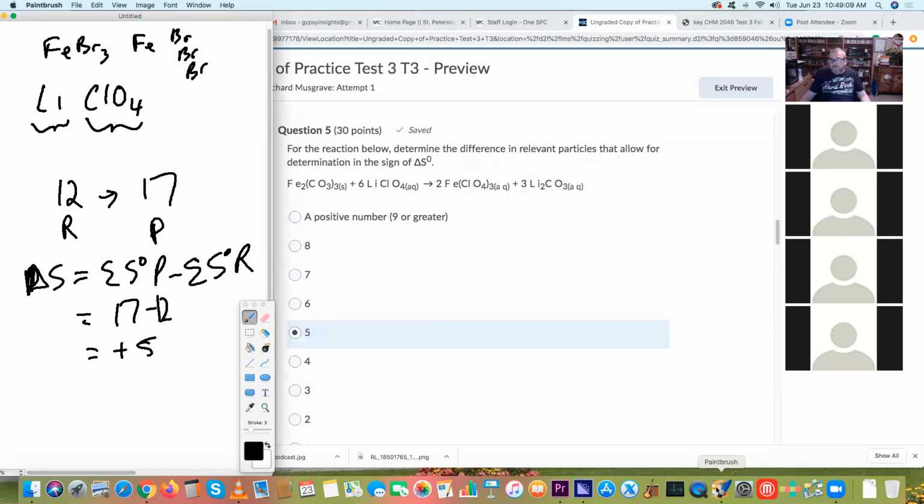And if we had liquids, we'd count those in too, right? Well, I can tell you for a fact that the only things you're going to have to worry about in this question are solids and aqueous ions, but I wouldn't even count the liquids either. If I had aqueous ions present, I would just look at the aqueous ions because they're the things that have the most entropy. Okay. Thank you.